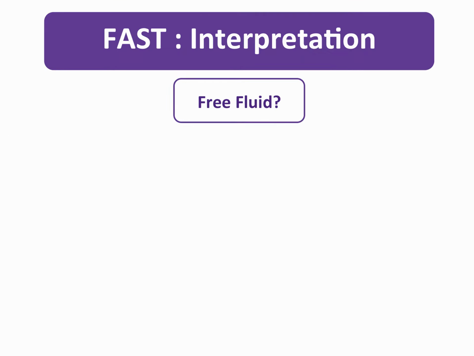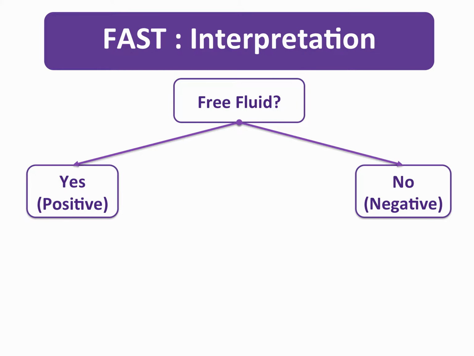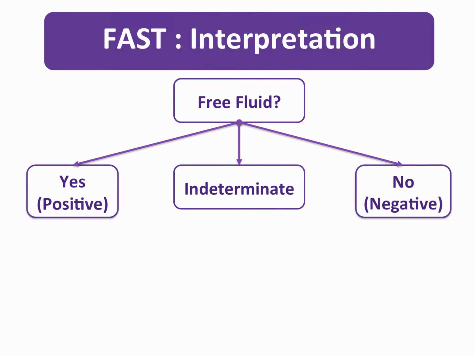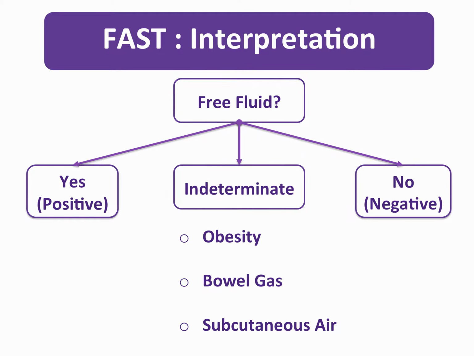As you recall from the previous screencast, there are three possible outcomes for the FAST exam: positive if free fluid is seen, negative if all views are adequately seen and no free fluid is present, or indeterminate. An indeterminate scan is one in which no call can be made, and you must proceed with your management of the patient as if the scan was not done. If one cannot adequately see one or more of the three required views of the FAST exam, the scan is indeterminate. Obesity, significant bowel gas, or subcutaneous air can make images more difficult to obtain, and therefore increase the chances of an indeterminate scan.